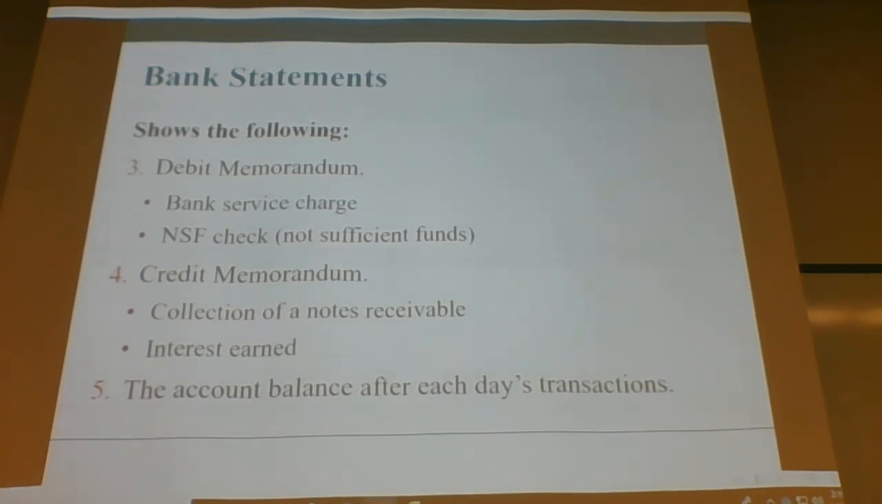All right, so it's got some examples here of some debit memos and credit memos. So again, debit means our bank balance, whatever amount of cash we have, is going down. So bank service charges are an example. Maybe the bank charges $5 a month. And then an NSF check, non-sufficient funds check. We deposit a check for $25, but the person that wrote the check to us doesn't actually have $25 at that moment. So the bank puts the money into our account and then they take it back out.